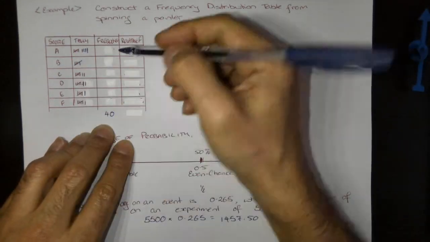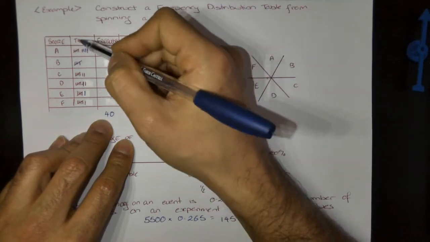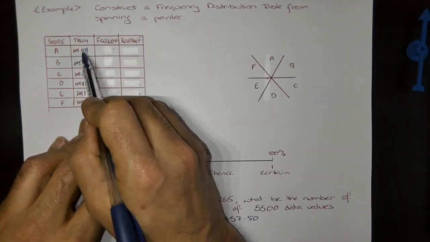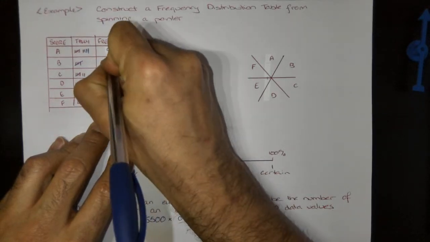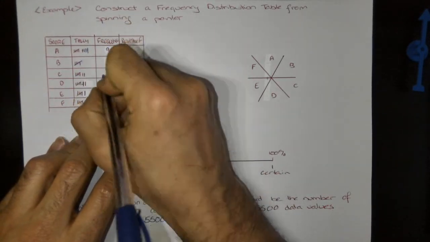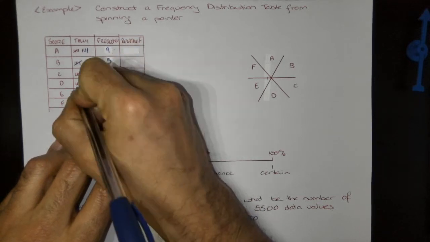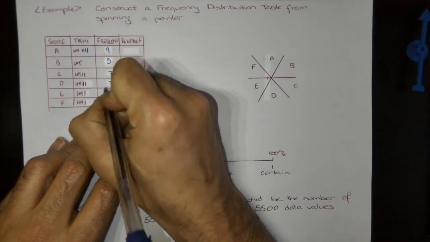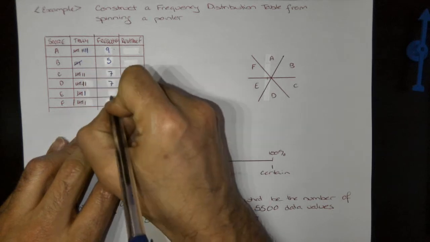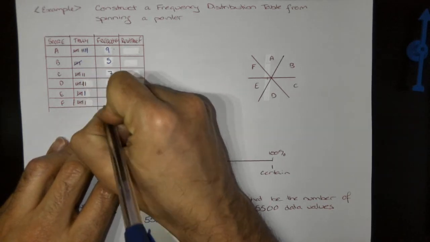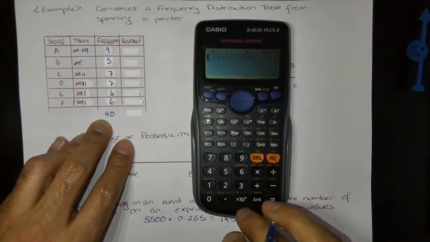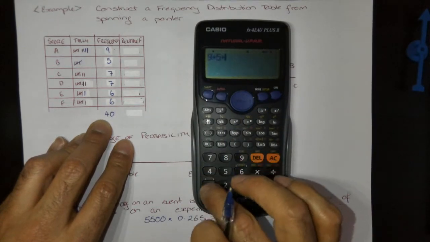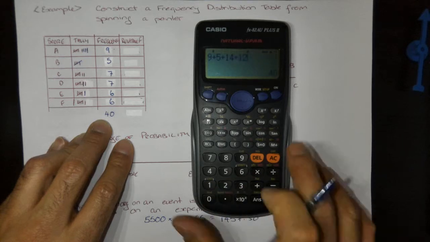And all we're going to do is write the frequency, which is the numerical value of the tally. So that's 5 plus another 4 is 9, 5, 7, 7, 6, and 6. Just double checking. 9 plus 5, 14, 12, yeah, 40.